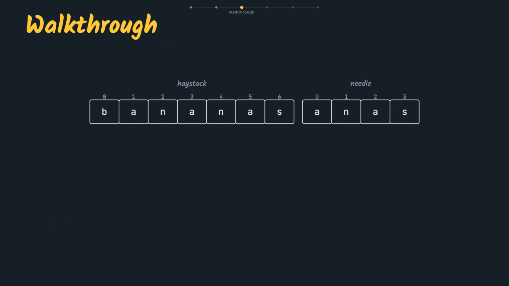Line the needle up at index 0. Its first letter is A, the haystack has B, wrong already, slide. Now index 1. First letter matches, second matches, third matches. 3 in a row. The fourth letter is S, but the haystack has N there. One miss kills the whole start. Slide.